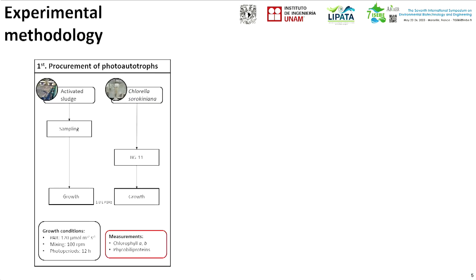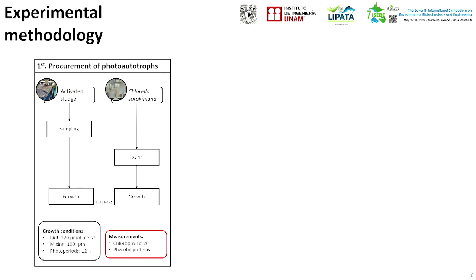Now, in order to do so, we conveniently split our methodology in three different stages, beginning with the generation of a photosynthetic community. This was done first by sampling activated sludge from a wastewater treatment plant in Querétaro, Mexico, and being grown under the growth conditions here described.